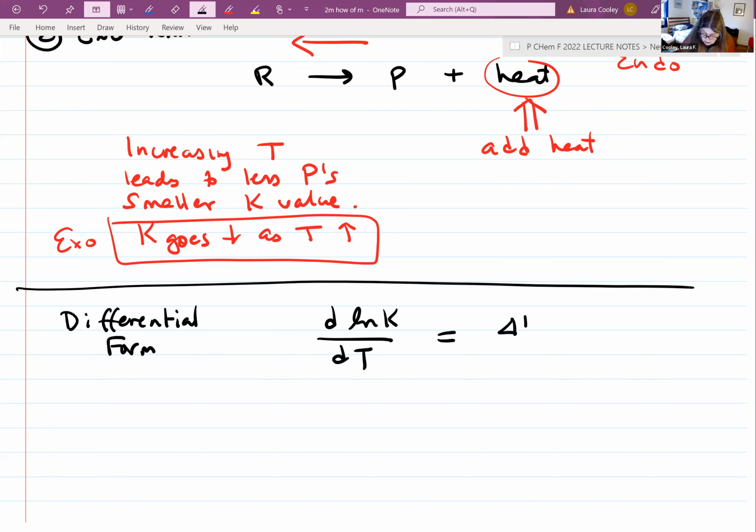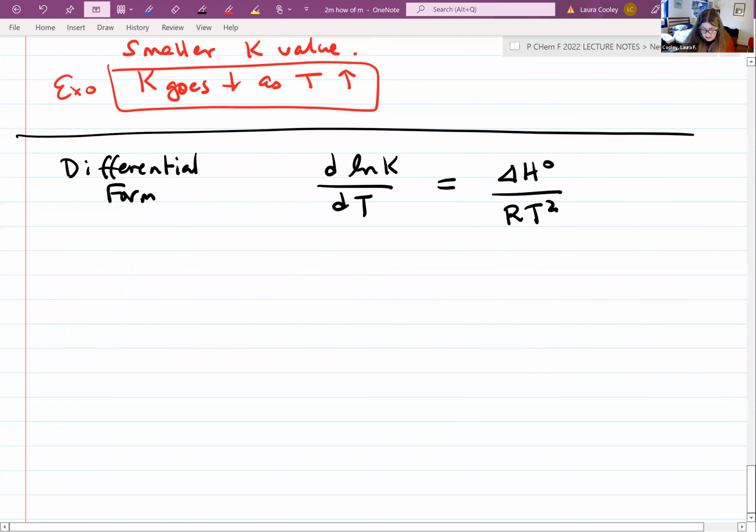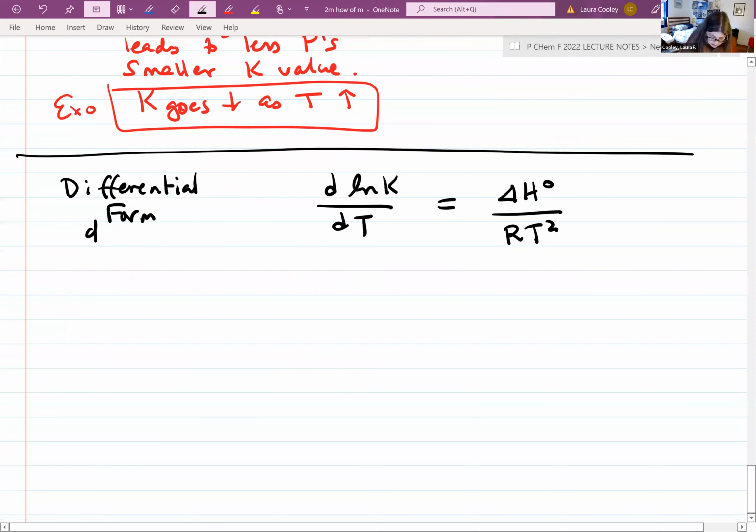It's equal to delta H0 over RT squared. So what does that mean? Is that consistent? This is the differential form of the Gibbs-Helmholtz equation.